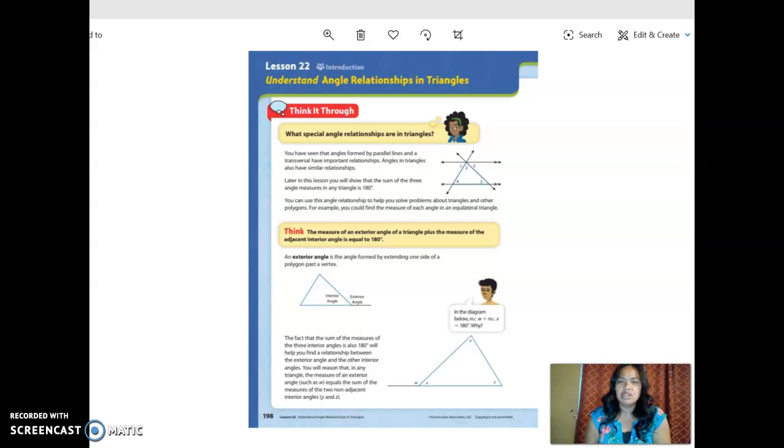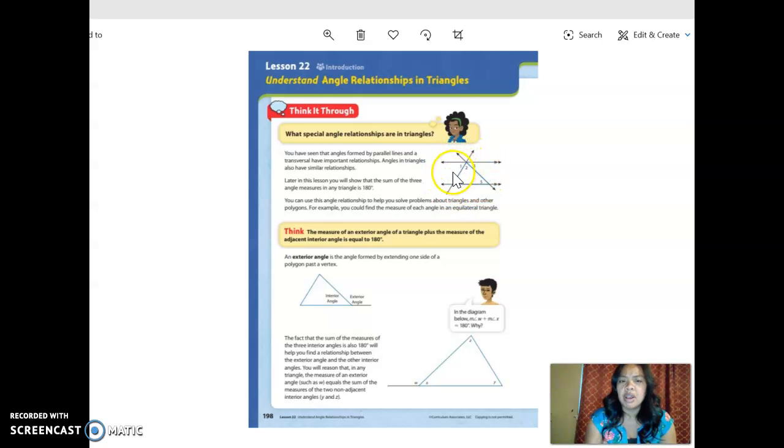Okay, so a few things that we need to know is that angles of a triangle, when you have a triangle, the interior angles of a triangle, so the inside of the triangle here, if you add up the measurement of the interior angles of a triangle, it's going to equal 180 degrees. And in this example here, it actually gives you a little example of how you can prove that.